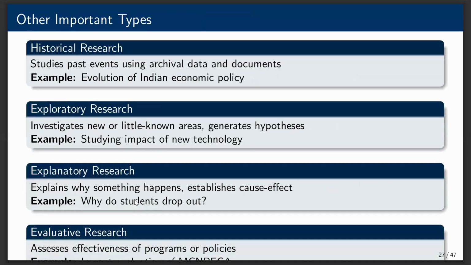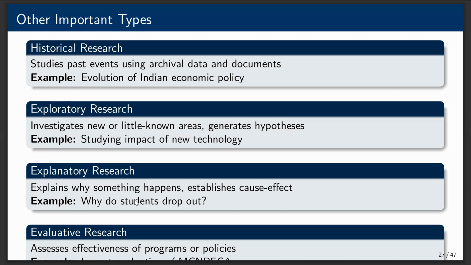So other important types: historical research. It studies past events using archival data and documents. Example, evolution of the Indian economic policy. That's historical research. Exploratory research investigates new or little known areas. It generates hypotheses. The example is studying the impact of new technology.